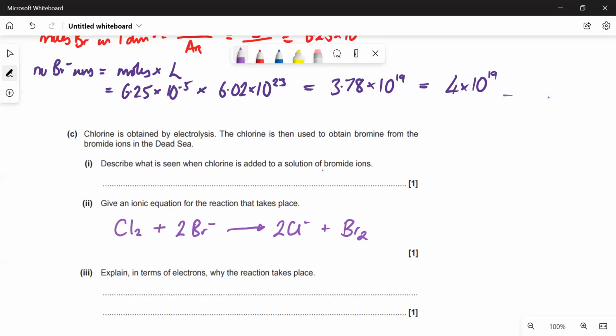Okay, halogen displacement reaction. What are you going to see there? Well, bromine is reddy brown in solution, whereas everything else is more or less colorless. That's colorless, that's colorless. This is very pale green. So here I'm going to say the colorless solution turns red-brown.